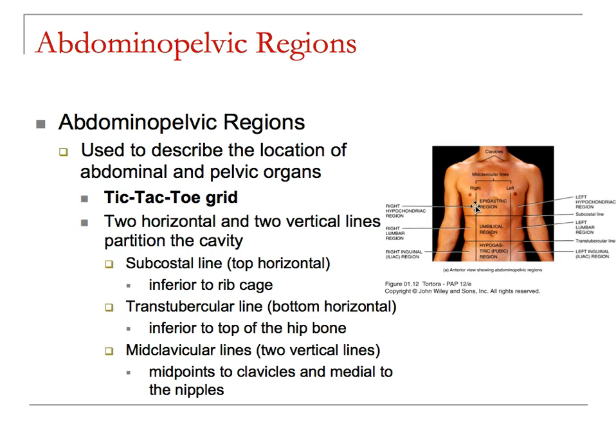Right hypochondriac, epigastric, left hypochondriac. Then you have right lumbar, umbilical region, left lumbar. Right inguinal, hypogastric, also called the pubic region, as well as the left inguinal, also called the iliac on both sides. All of these are correct answers, by the way. You can use pubic versus hypogastric. We'll know what you're talking about. And it creates this tic-tac-toe grid.